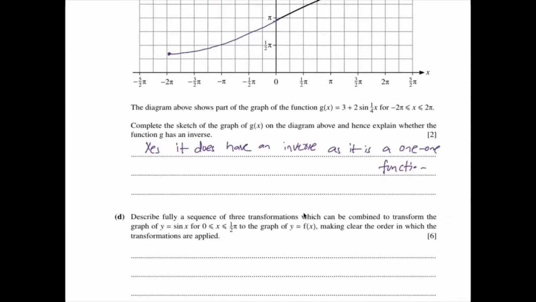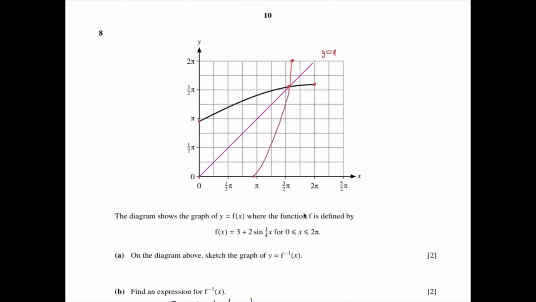Part D says, describe fully a sequence of 3 transformations which can be combined to transform the graph of y equals sine x to the graph of y equals f of x, making clear the order in which the transformations are applied. Okay, so from 0 to pi by 2, the sine x graph would look something like this. Now, from this graph, how do we obtain the y equals f of x graph? F of x graph is this graph.